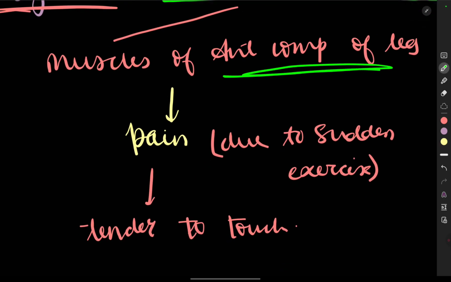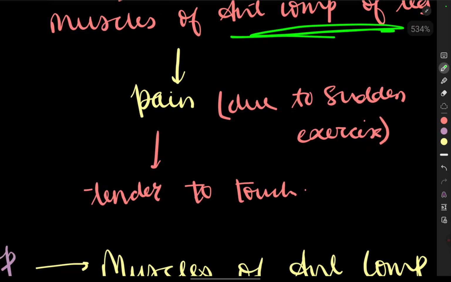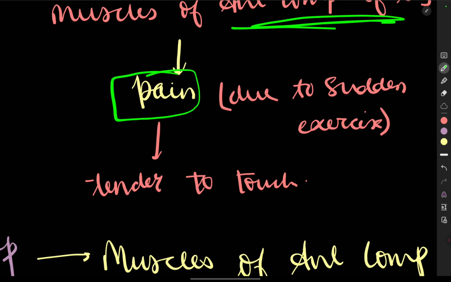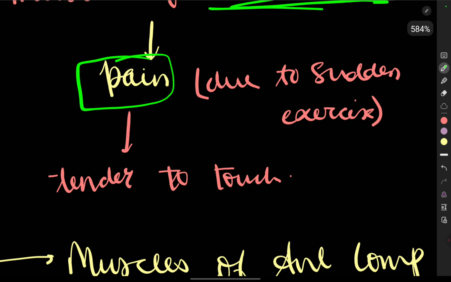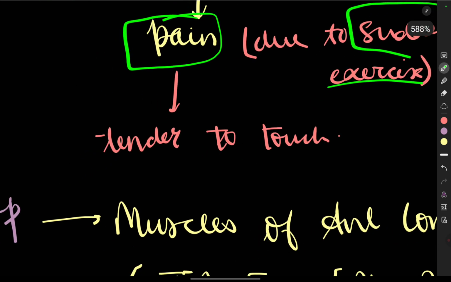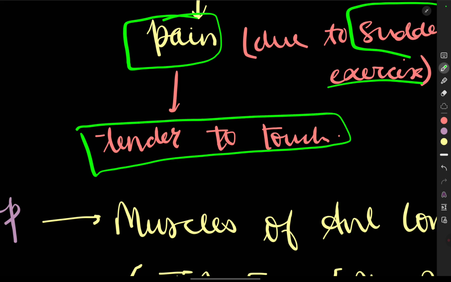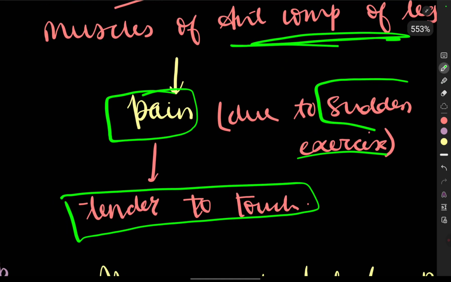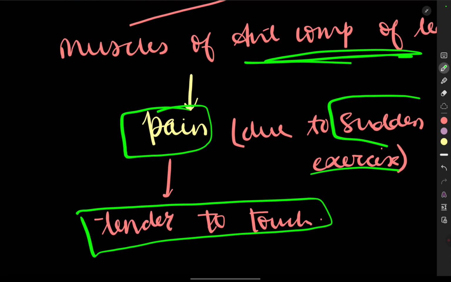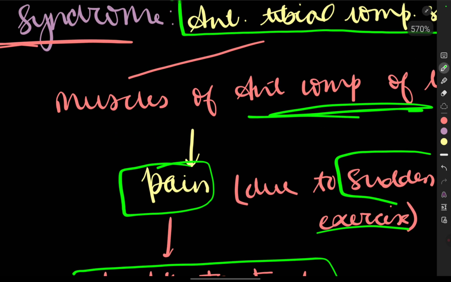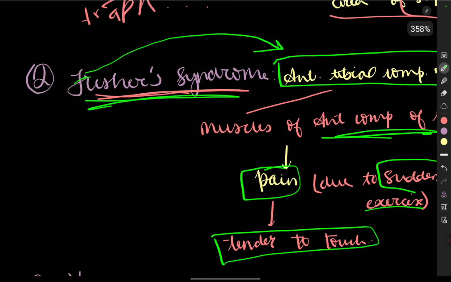It affects the muscles of the anterior compartment of the leg. Pain occurs due to sudden exercise, and the area where there is pain is very tender to touch and causes more pain if you touch it. We must have seen this in childhood, right? We run or play after so long, so we usually feel pain in the quads and in the calf muscles. Just understand it like that. It is Fresher syndrome.